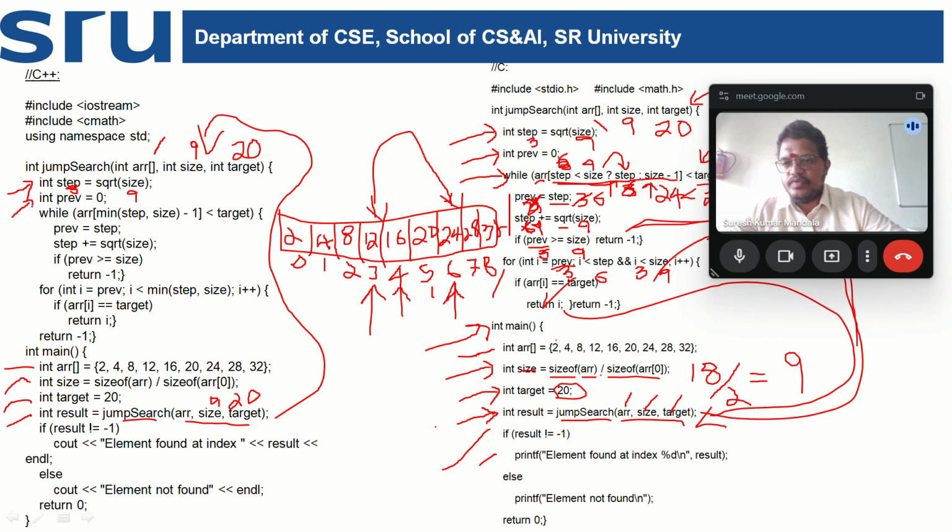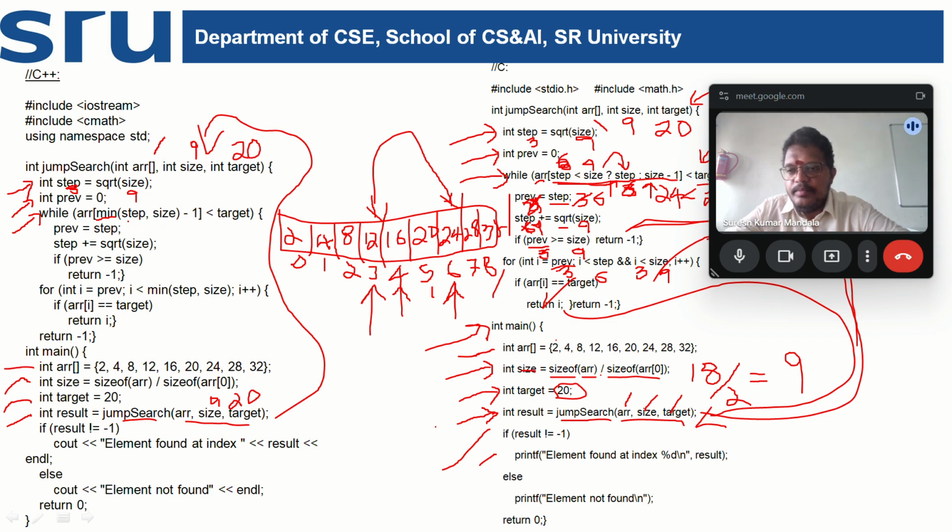So check this while loop. We previously discussed the while loop. Again we will discuss it here neatly. While ARR of min of step comma size minus 1. Compared to the C language, here we have one more concept called min. This value will identify the minimum value. Based on that index only, we will concentrate.